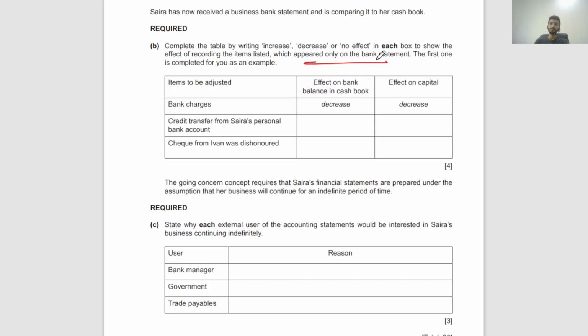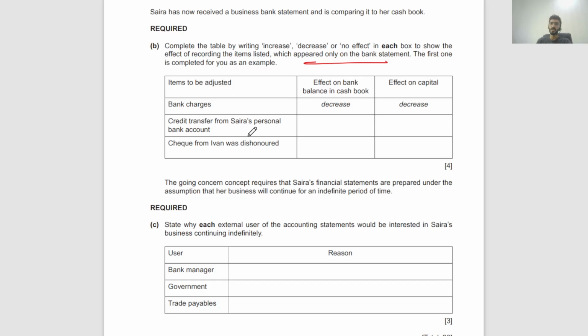Items to be adjusted. If there are any bank charges, your bank balance will reduce and your capital will reduce because your expenses will go up. When expenses go up, profit falls, capital falls, right?